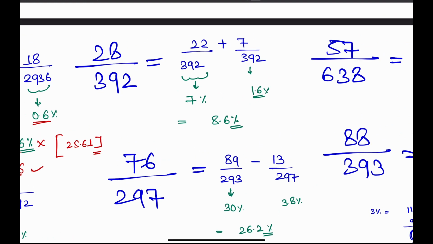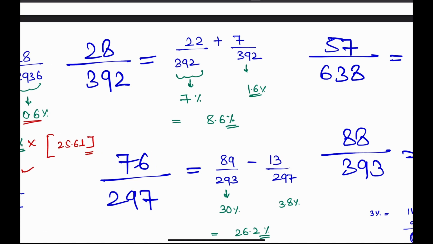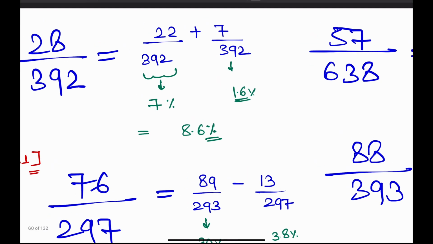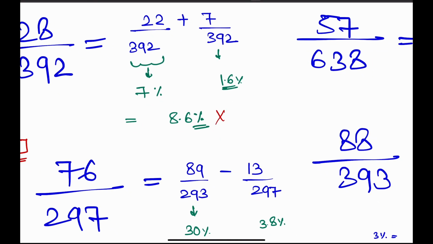Okay, here is the next one. 28 divided by 392. So yeah, this is a mistake. This is a mistake. The answer should be 7.14%.